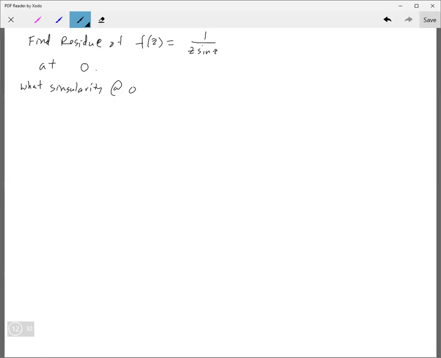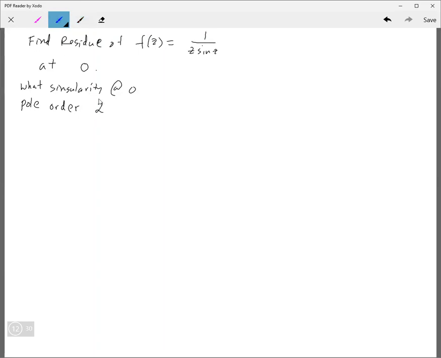Okay, do you guys remember? A pole. Yes, it's a pole. And what's the order? Now the order is probably the most important part. 1. Okay, it's actually tricky. It's actually order 2, because this is 0, but this is also 0, the sine. So when you multiply two things that would normally give you just a pole of order 1, then you get a pole of order 2, like that. Okay, so it's order 2.